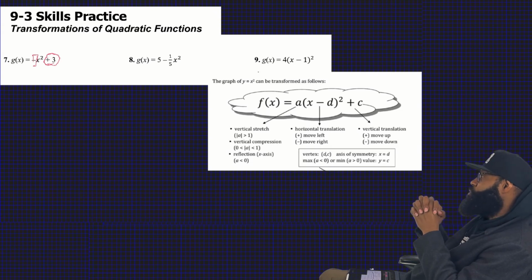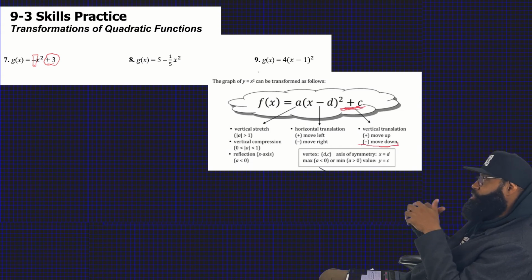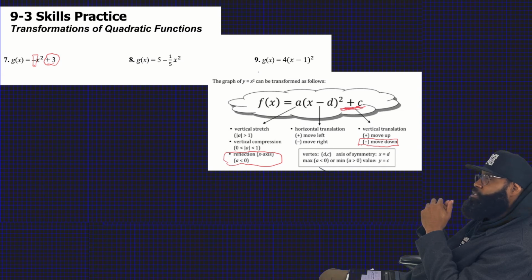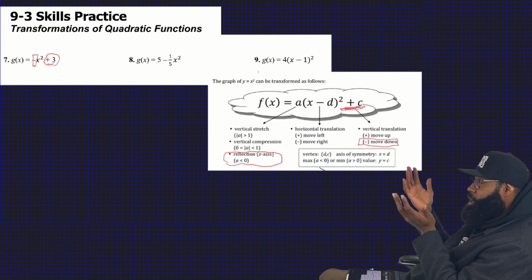So here we go. We got a +3, so that's my C, remember? We got a -1, so that's going to be reflection. So 2 things are going on. Boom, box it. And what else is going on? Boom, box it. So there we go. Those are the 2 things that are going to make my function transform. And then when it transforms, I got it, right?